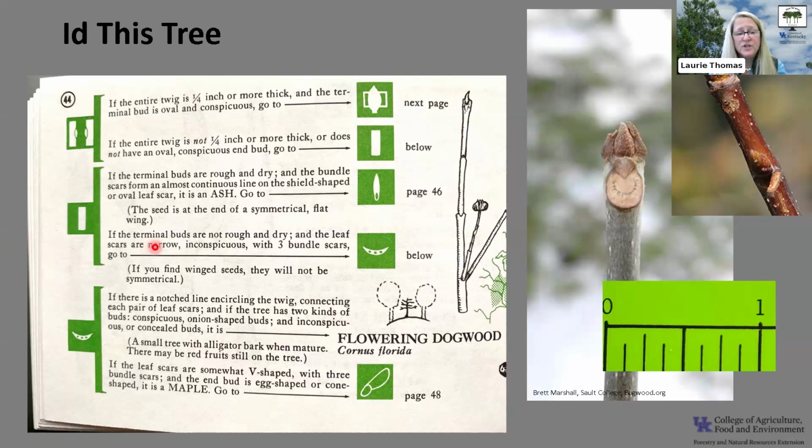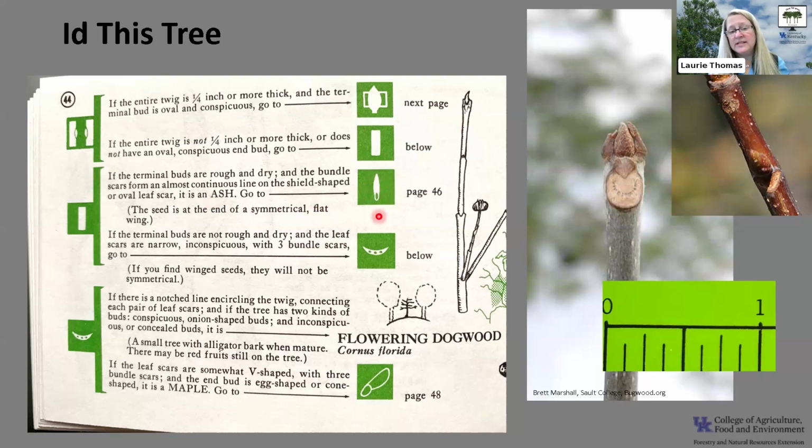Or it asks if the terminal buds are not rough and dry. We already said ours were. And the leaf scars are narrow. That is definitely not a narrow leaf scar with only 3 bundle scars. We go below. Well, we've got multiple bundle scars and our leaf scars are not narrow. So we know we've got an ash tree of some description. Remember, our buds were opposite, and it's mad buck: maple, ash, dogwood, buckeye. So we know we've narrowed this down to an ash.